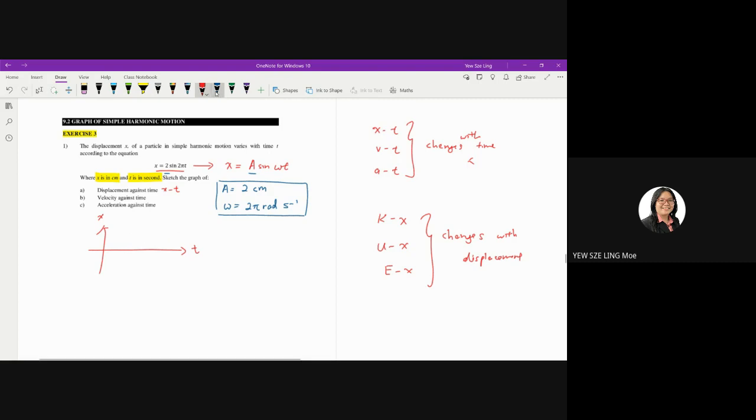Now, the things that you must include in a graph are the amplitude and also the period. Just now, by comparison, we obtained the value for A already, which is 2 cm. How about T? If you recall what I told you before, whenever you are given omega, then you can find T, because omega, T, and frequency are one big family. Omega equals 2 pi over T. Rearranging the equation, T equals 2 pi over omega, which equals 2 pi divided by 2 pi, which gives you 1 second. This is the period, and this is the value that we're going to put in our graph.